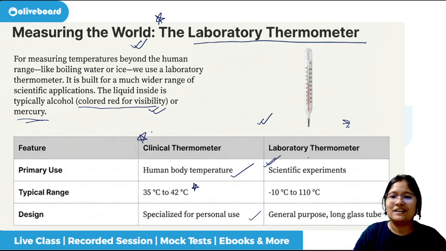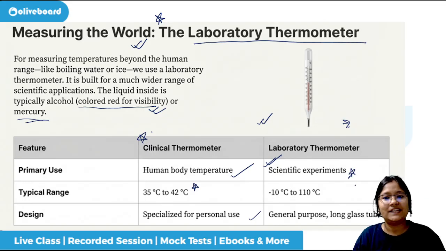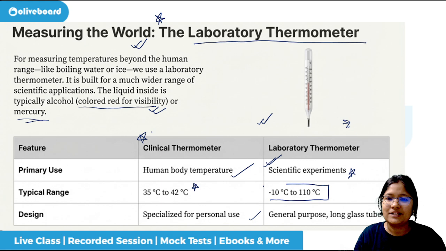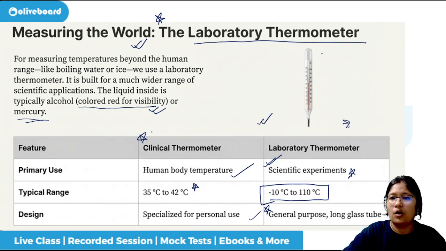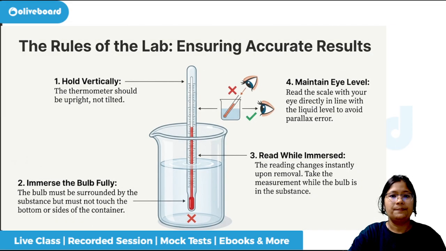And the laboratory thermometer is used for scientific experiments, and the range is from -10 degrees Celsius to 110 degrees Celsius. It is used for general purpose and for scientific purpose, and it is very long, much longer than this one comparatively, and it has higher markings, right? So this will be longer than the normal body temperature thermometers. All right, it looks something like this.